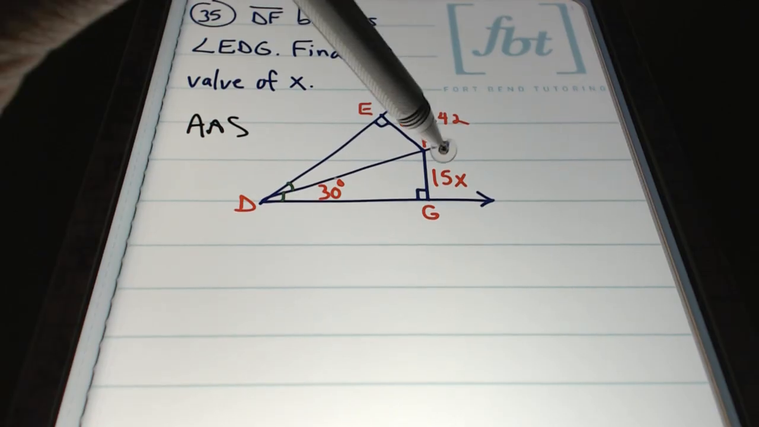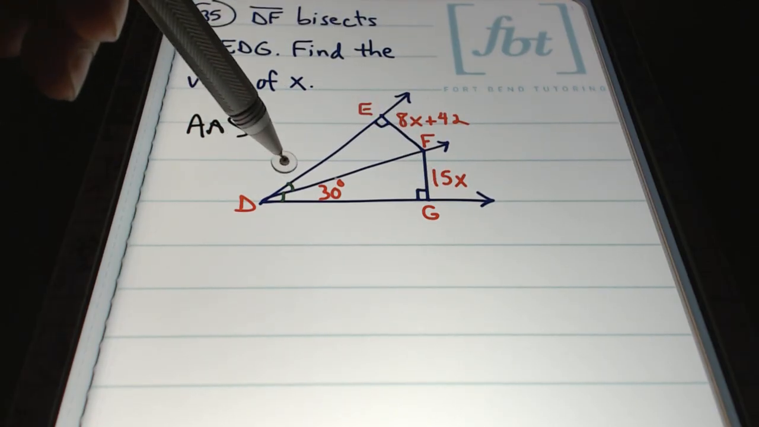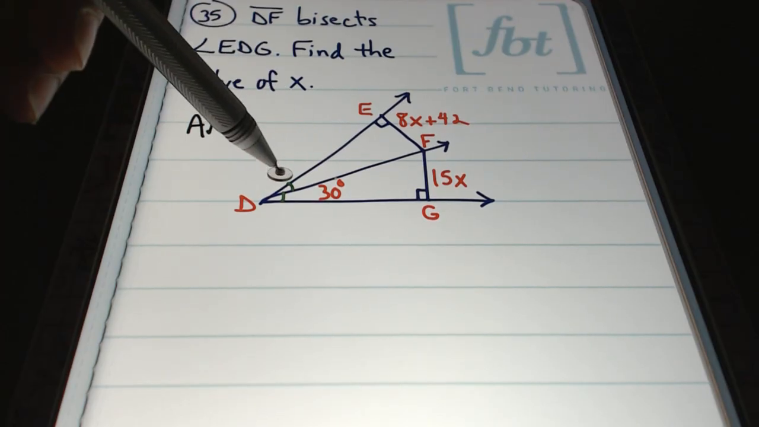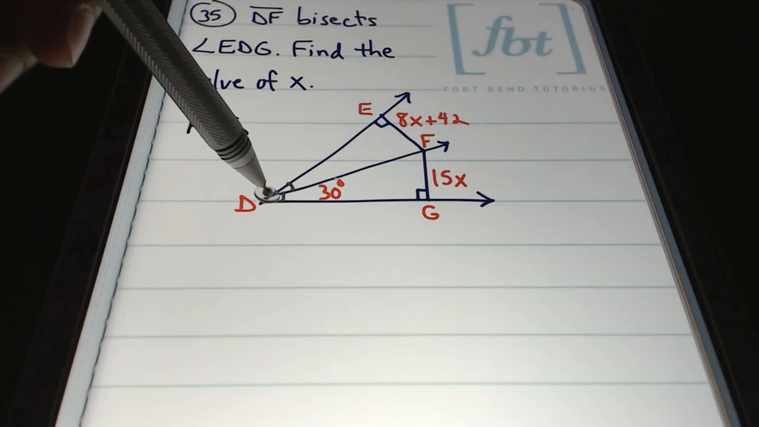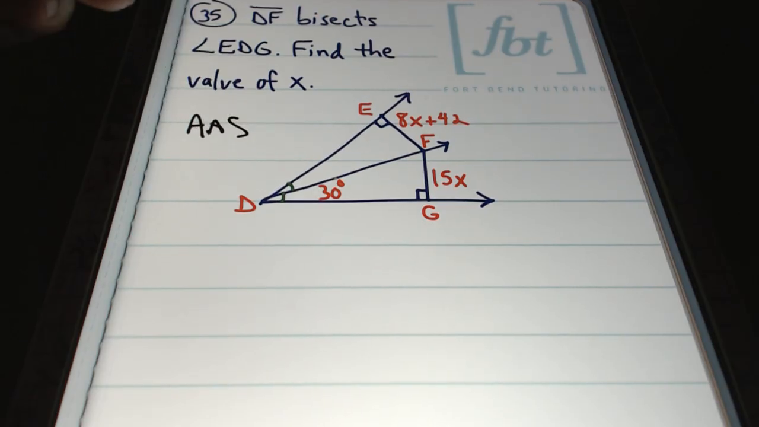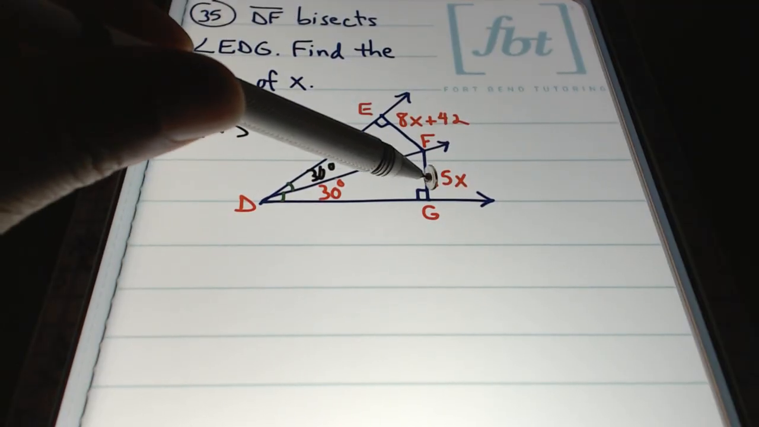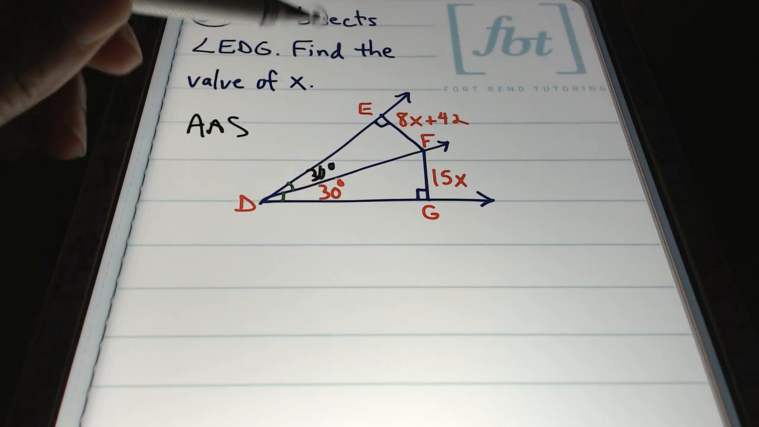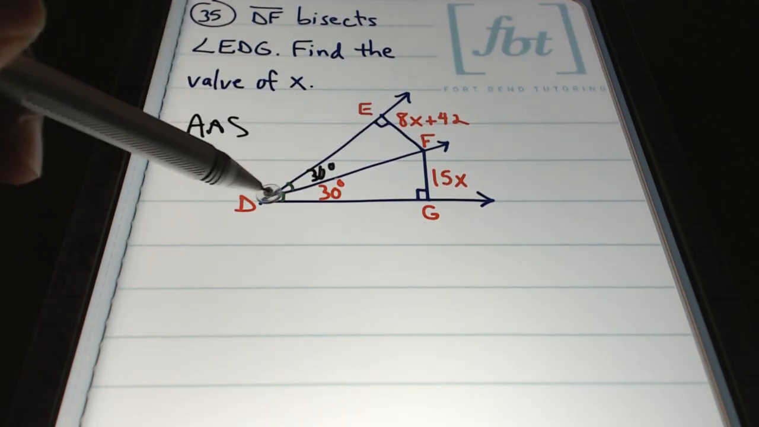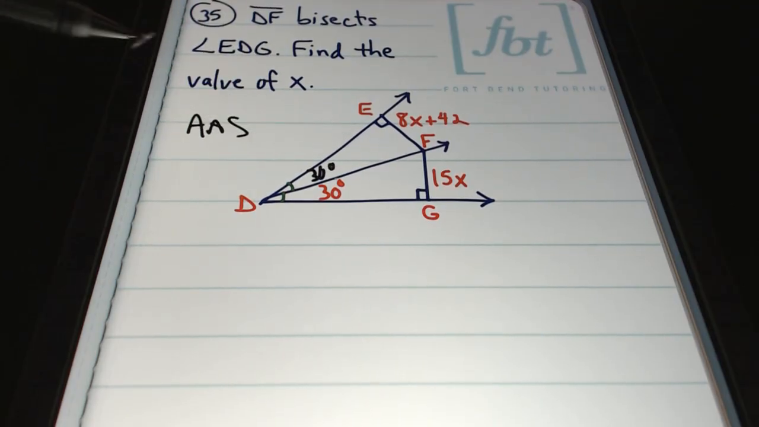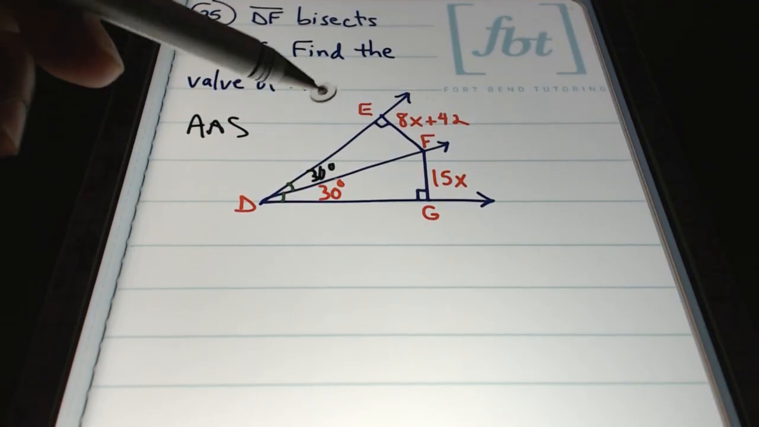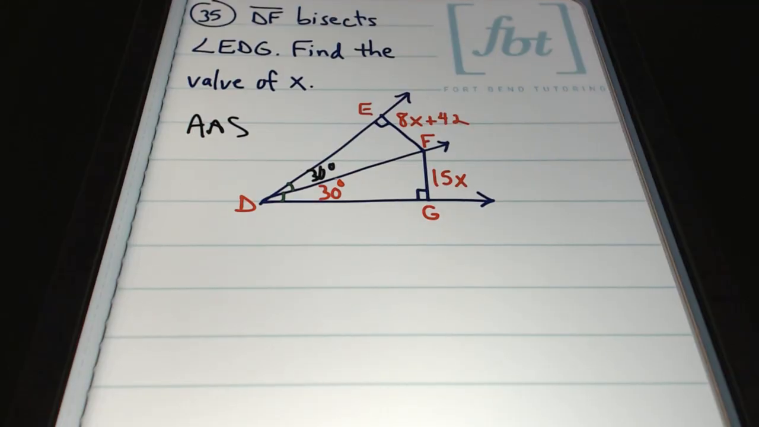How do I know that? Because I'm looking at a 90-degree angle. I'm looking at a shared 30-degree angle. Notice, guys, that they have this symbol here to show that this smaller angle here is 30 degrees, but it's also 30 degrees here within this triangle. And they are sharing the same segment of DF, so they have that segment in common. So we're looking at the angle side theorem to prove that these two triangles within are congruent to one another.